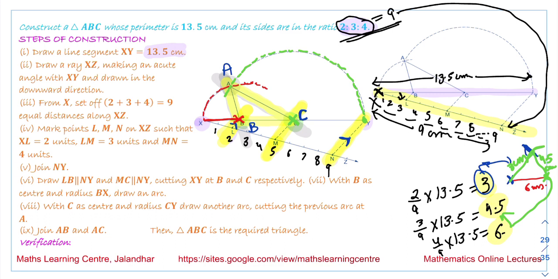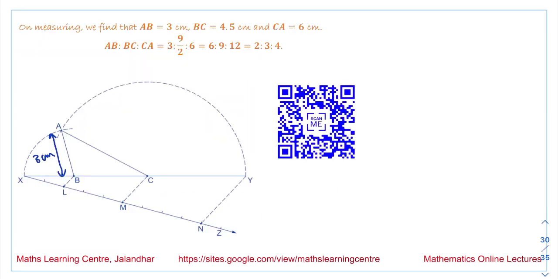And if we measure the lengths of these three sides, we obtain that the length of AB is 3 centimeter. The length of BC is 4.5 centimeter, and the length of CA is 6 centimeter. And this proves that these three lines AB, BC, CA are in the ratio of 2:3:4.